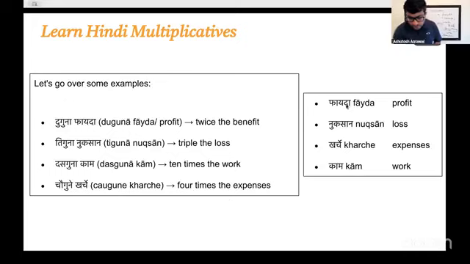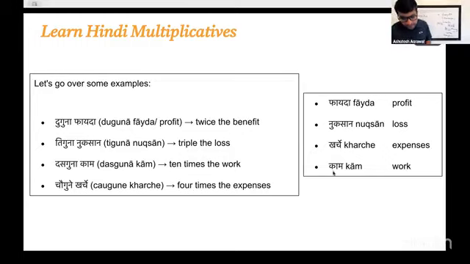Just to go back, we learned faida is profit, nuksan is loss. Let's say kharche, which is a plural. Expense is kharcha. If it is plural, it is kharche. I'm just going to write kharcha, not anything else. Kharcha versus kharche: one expense versus many expenses, kharche.